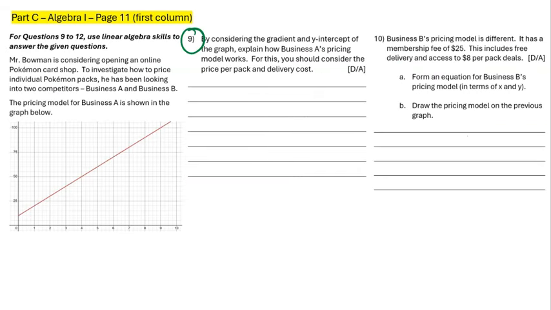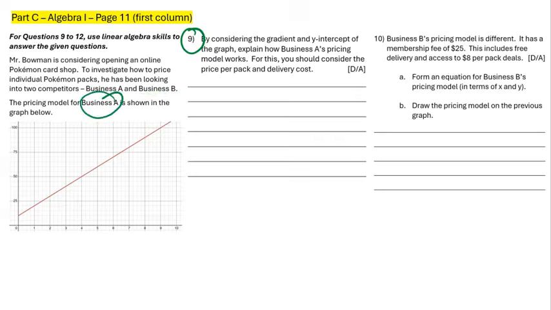Okay, so we're now on to question number 9, and that revolves around this thing here. So Mr. Bowman is considering an online Pokemon card shop, just related to something I'm into, to investigate how to price Pokemon packs. So he's trying to figure out how he should charge his customers. He is looking at 2 competitors. So he's going to investigate how Business A deals with it, and then how Business B deals with it.